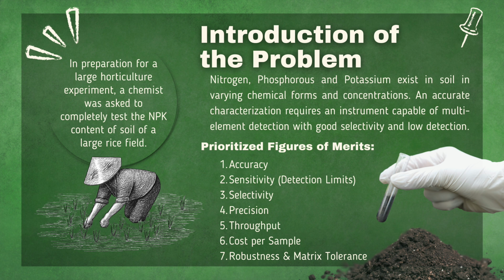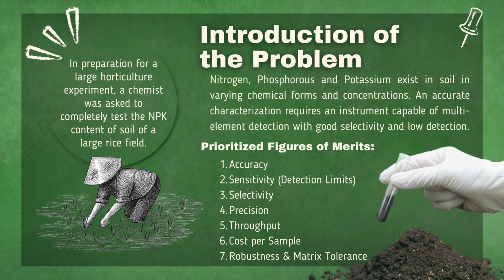Nitrogen, phosphorus, and potassium exist in soils in varying chemical forms and at concentrations ranging from trace to relatively high levels. Additionally, soil is a complex matrix containing metal ions, organic matter, and silicates, all of which can interfere with detection. Therefore, the instrumentation chosen must be capable of multi-element detection while maintaining strong selectivity and low detection limits.